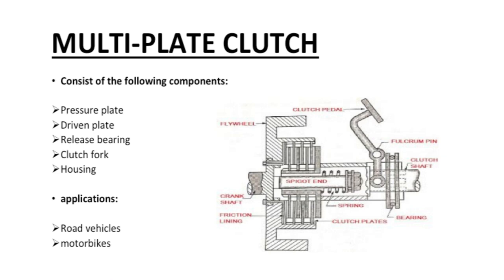Then we have a multi-plate clutch. This one consists of the following components: a pressure plate, a driven plate, a release bearing, a clutch fork, a housing. Then where do we use this type of clutch? You find it on road vehicles as well as motor bikes.